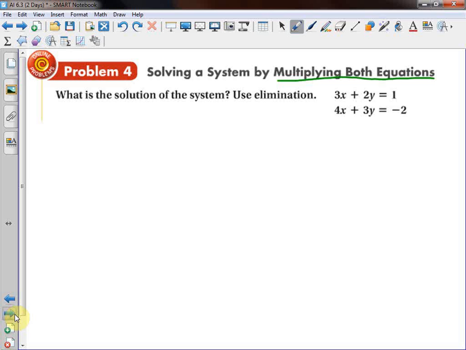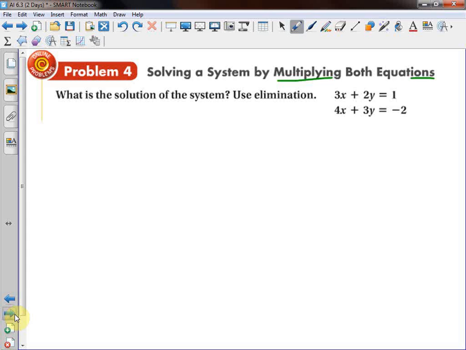So what I'm going to do is look and decide what number those go into. Now, we can choose to try to make the x's eliminate, or we can choose to try to make the y's eliminate. It does not matter, you'll get the same answer. If I try to make the x's eliminate, I'm going to have to go up to 12, because 3 goes into 12 and 4 goes into 12. If I try to eliminate the y's, I have to go up to 6, because 2 goes into 6 and 3 goes into 6. It will not change the answer, no matter which one you do.